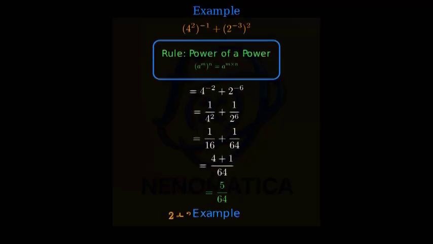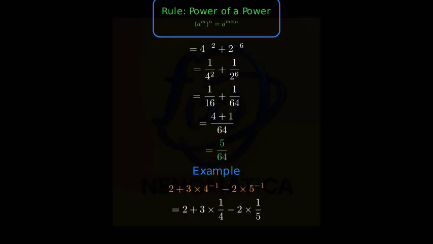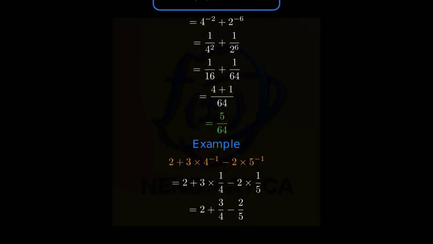Let's solve our final example. 2 plus 3 times 4 to the power of negative 1 minus 2 times 5 to the power of negative 1. Let's start by converting the negative exponents to fractions. 4 to the power of negative 1 equals 1 over 4, and 5 to the power of negative 1 equals 1 over 5. Next, let's perform the multiplications. 3 times 1 over 4 equals 3 over 4. 2 times 1 over 5 equals 2 over 5.